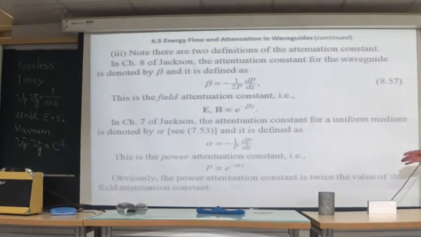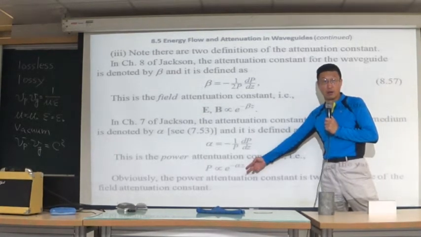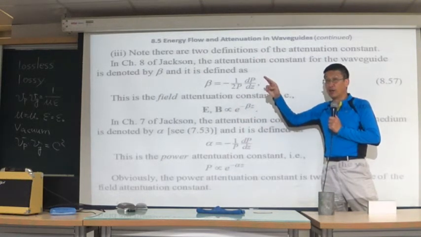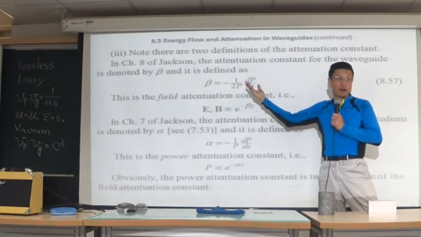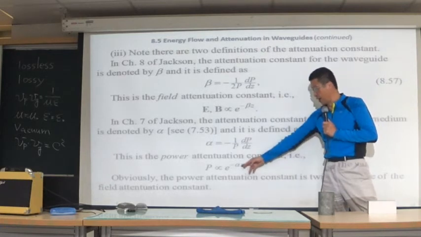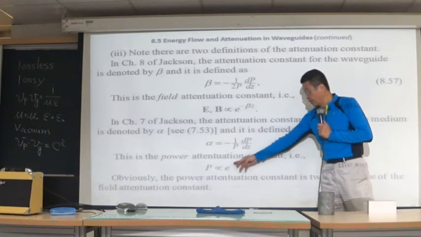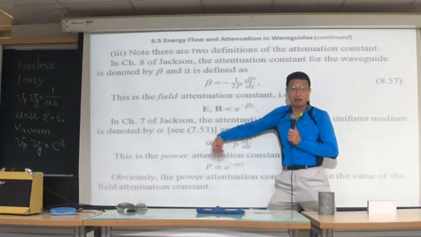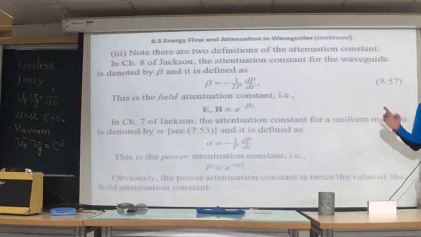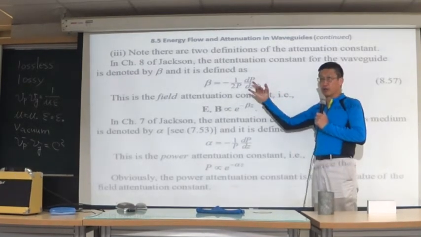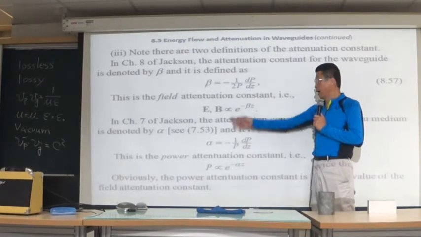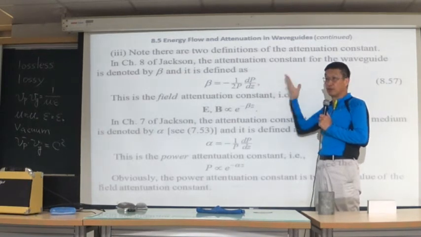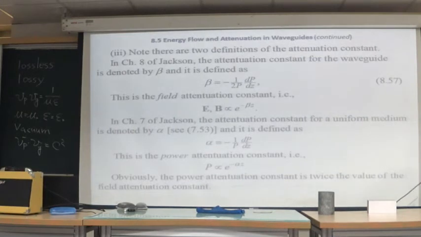Let me show you. Most people use this one. They don't use beta. They just use alpha over 2 for the wave. Most people prefer alpha because alpha and attenuation A are related. So people prefer to use alpha, not beta. Jackson and most textbooks use this notation, and they replace beta with alpha over 2. That's it. So obviously the power attenuation constant is twice the value of the field attenuation constant.